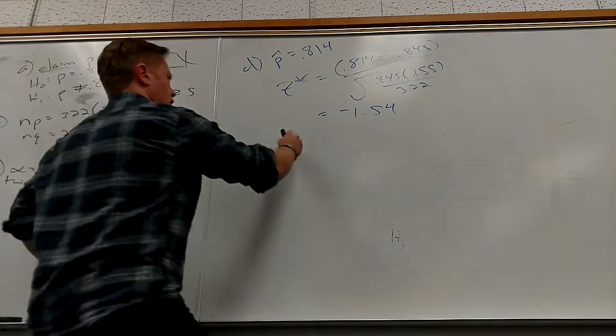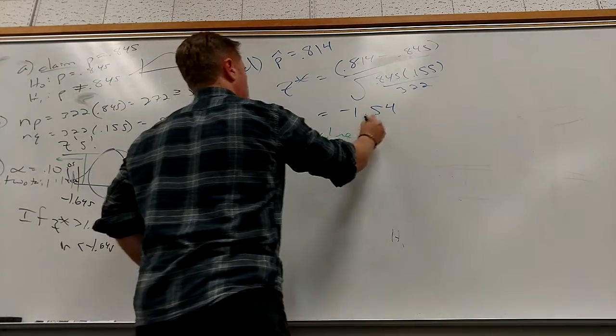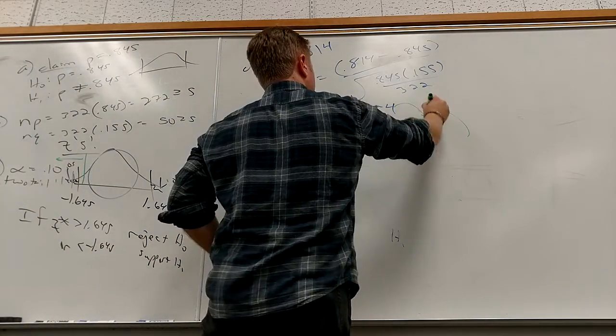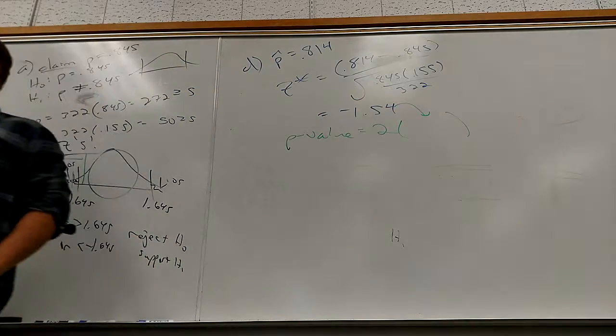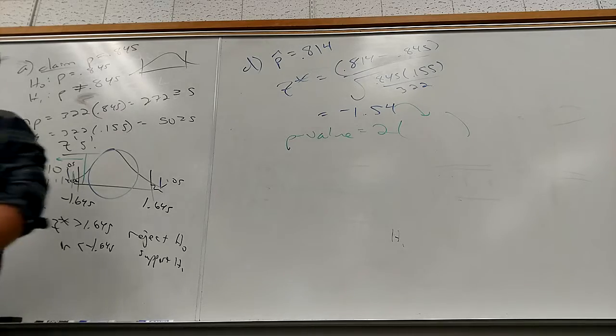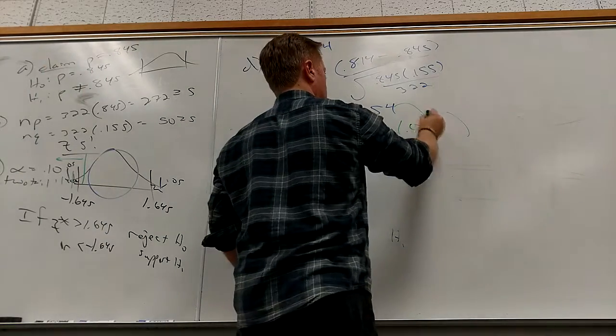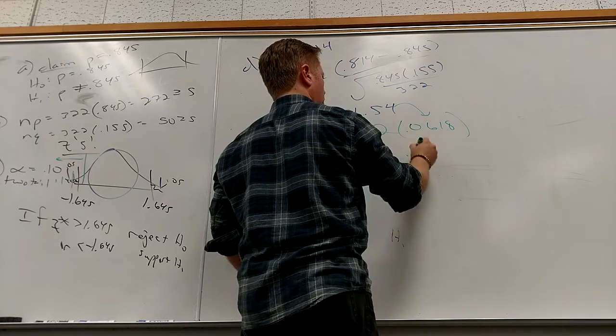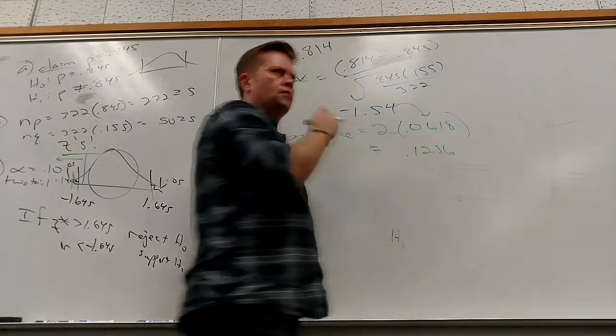So, if I get the p-value, I have to double what the chart tells me for that. Let me look that one up. 06 something, right? 0.0618. So if I double, I get 0.1236.